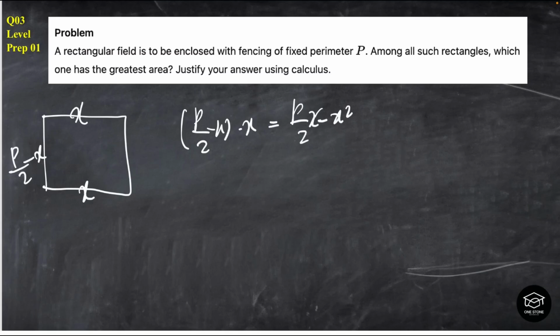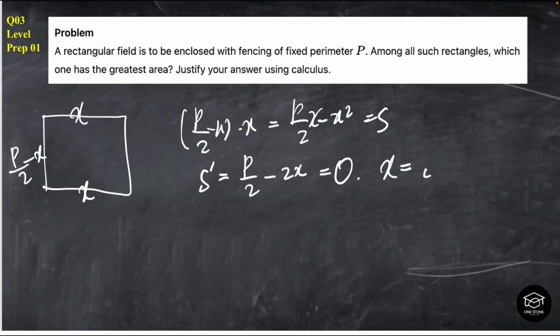To find the maximum area, we take the derivative. The derivative of A with respect to x is p over 2 minus 2x. We set this equal to 0 to locate critical points. Solving, we get x equals p over 4. If x equals p over 4, then the other side, y, is also p over 4. That means the rectangle becomes a square.